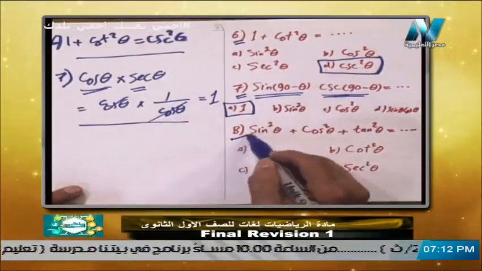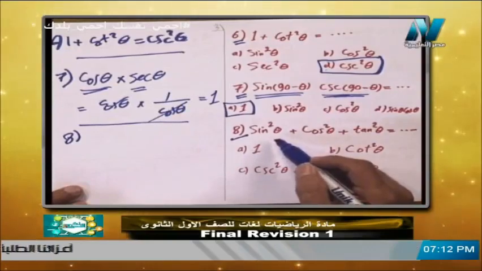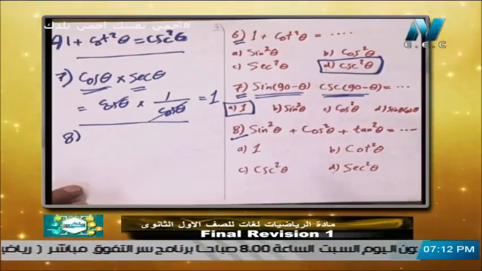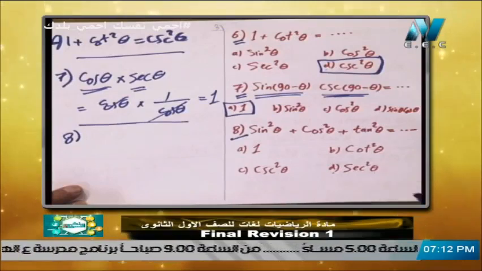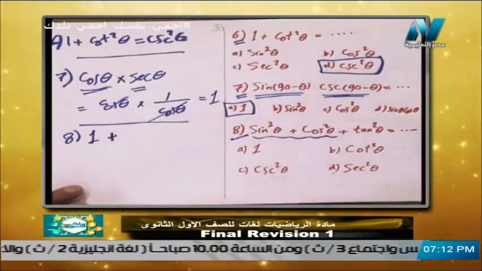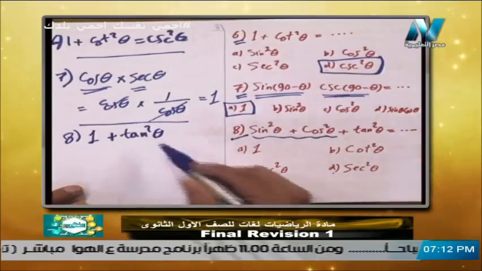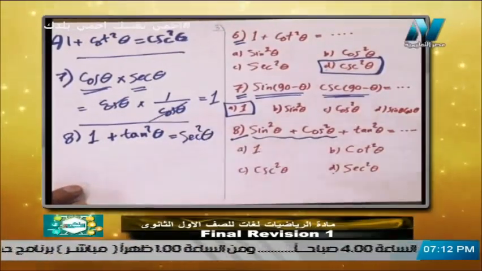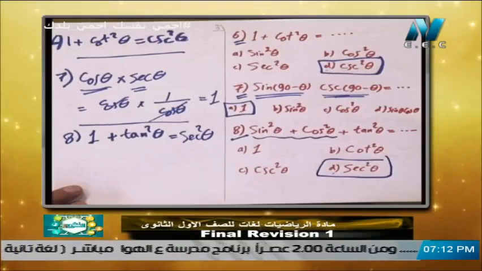We have also question number 8. What does question number 8 say? We have sine power 2 theta plus cosine power 2 theta plus tan power 2 theta equals what? Is it 1, cotan power 2 theta, cosec power 2 theta, or sec power 2 theta? We know that sine power 2 theta plus cosine power 2 theta equals 1. So it's 1 plus tan power 2 theta. And we have already that 1 plus tan power 2 theta, of course, yes, intelligent and smart students say, equals sec power 2 theta. So the answer equals sec power 2 theta. Where is sec power 2 theta? It's D.